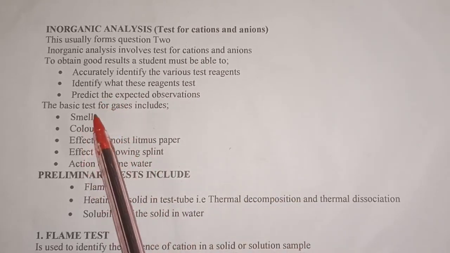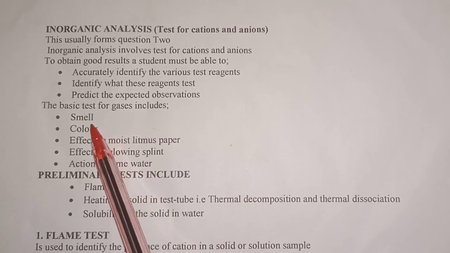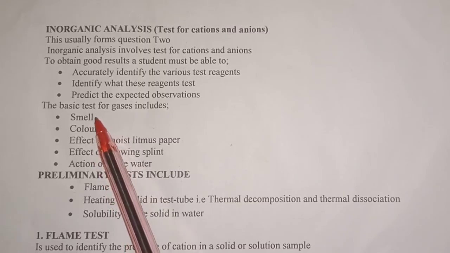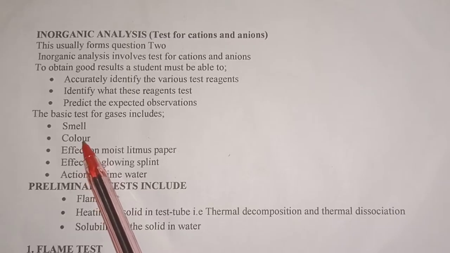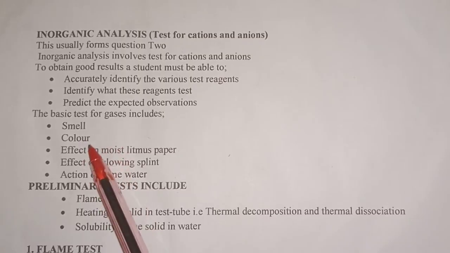Now, usually the basic tests for gases include the smell of the gas. There are those gases that have a pungent choking smell. You must be able to identify the color of the gas. There are those gases that are colorless. Others have green or yellow, like chlorine gas. Another one is brown, like nitrogen dioxide.